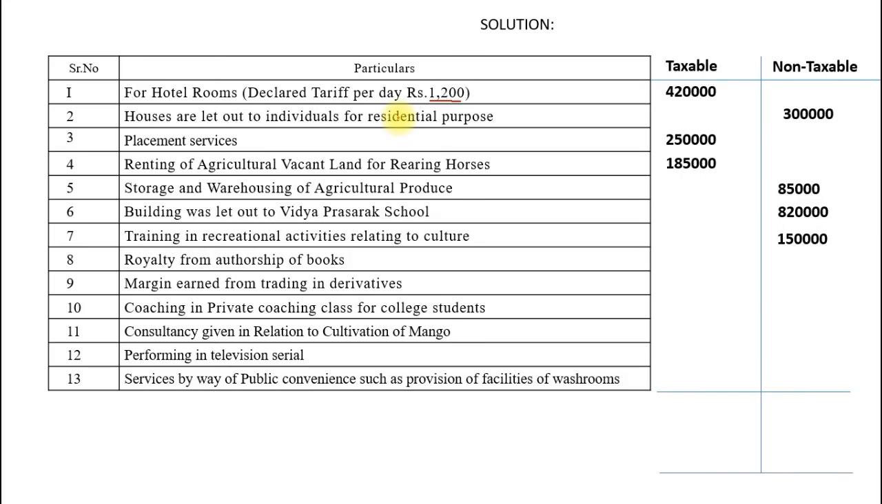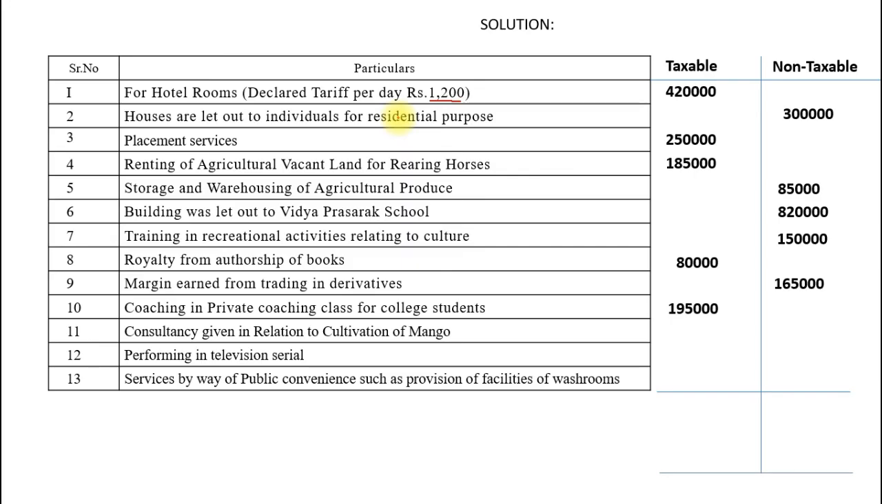Royalty from authorship of books. If you have written a book and publish it, you get some royalty on it. It is a commercial activity, so the amount will be taxable. Margin earned from trading in derivatives. Remember, equity shares, derivatives, futures, options are securities. Securities do not come under the purview of goods. If it does not come under goods, it cannot come under GST, so this entire amount will be non-taxable. Coaching and private coaching classes for college students, yes, commercial, so it is taxable.